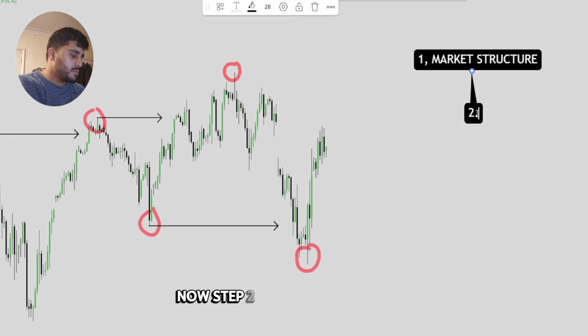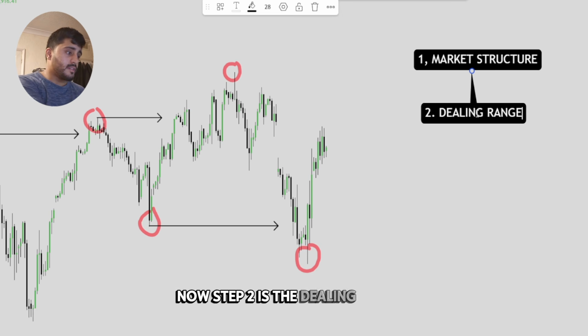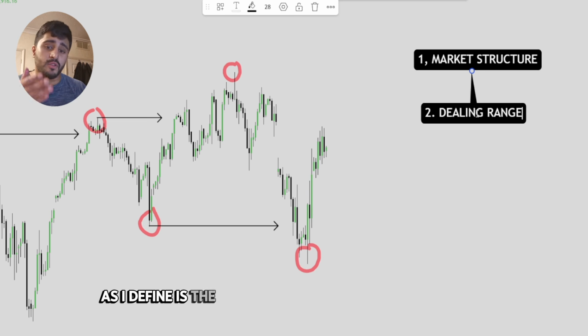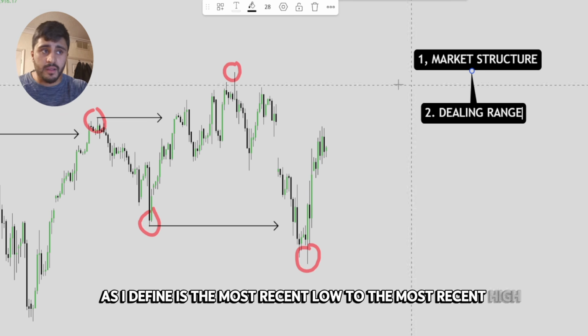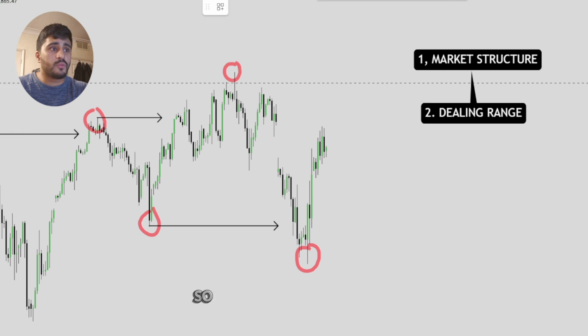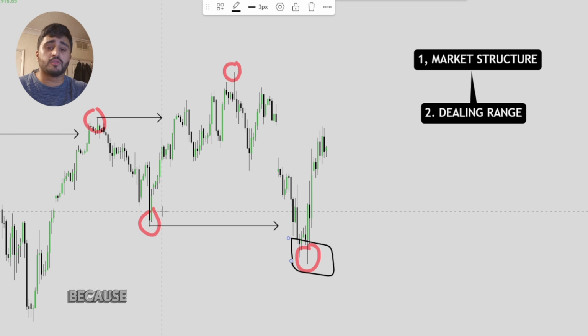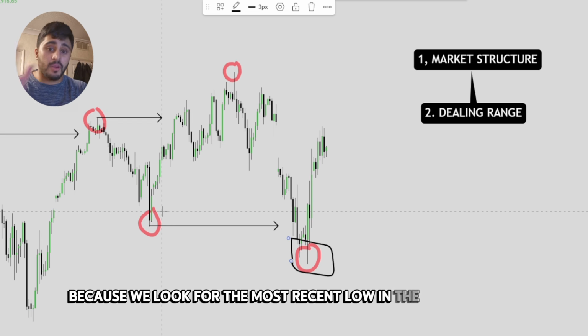Now, step 2 is the dealing range, right? Dealing range, as I define, is the most recent low to the most recent high. And so how does that work? So we take the most recent low, which is here, right? It's not here because we look for the most recent low in the market structure.